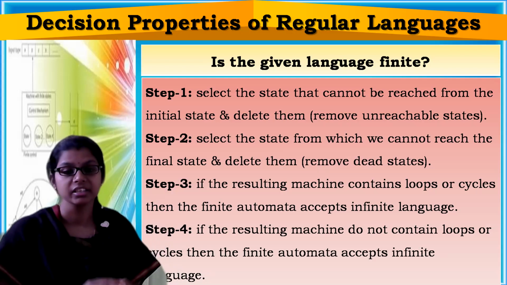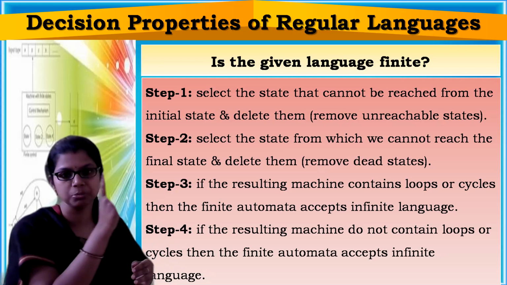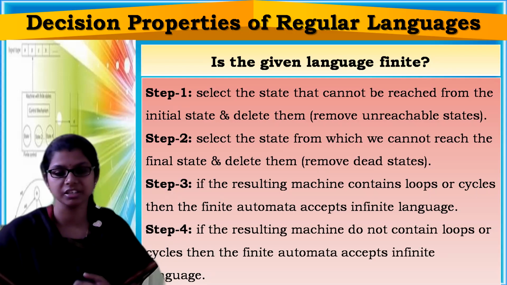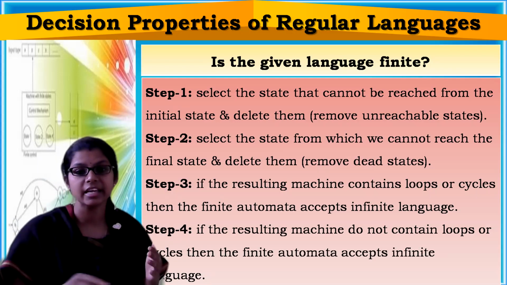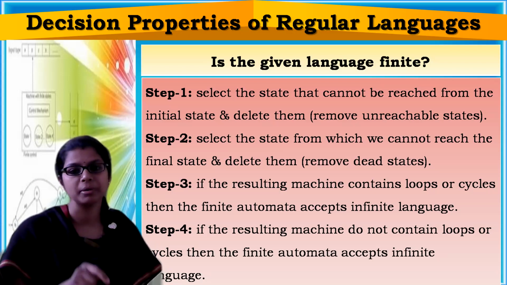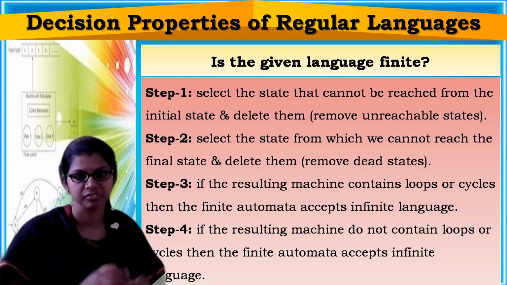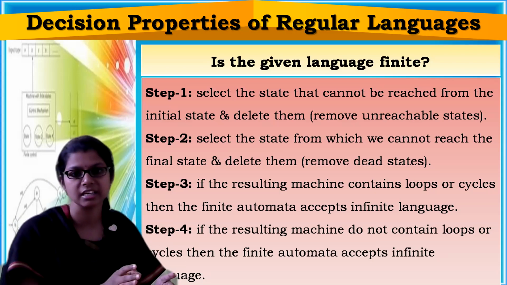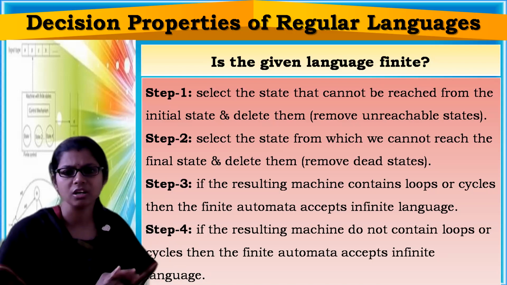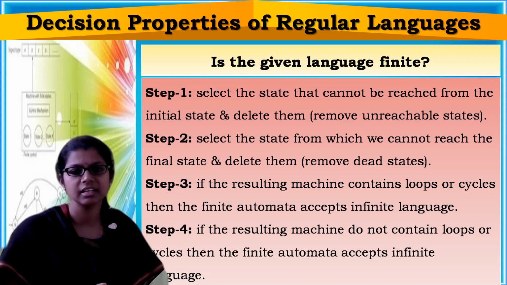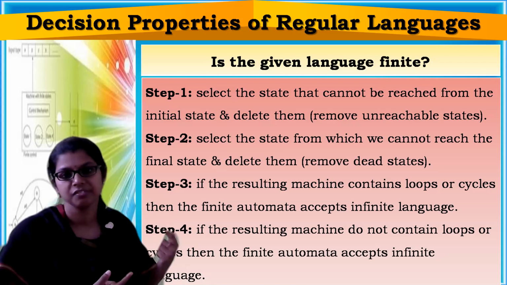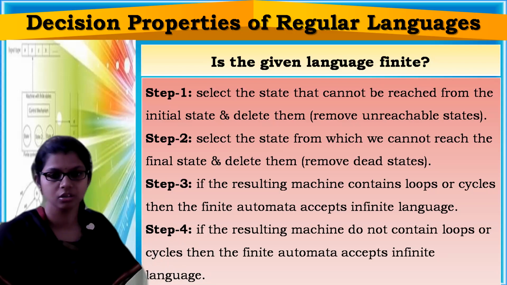After removing the unreachable states and the dead states, if the resulting automata contains any loops or cycles, then the finite automata accepts an infinite language. Now, if the resulting machine does not contain any loops or cycles, then the finite automata accepts a finite language. By this you can find whether the given language is finite or not.